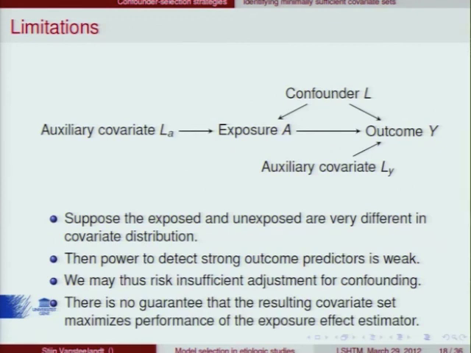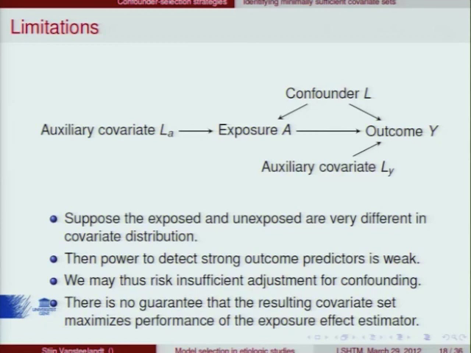But basically, one concern that I have about all of the previous procedures is that they try to figure out what the confounders are that we want to control for, what the covariates are that we want to control for. We use hypothesis testing in one way or another. But what I feel a bit uncomfortable with is that, at the end of the day, it's very difficult to understand if the covariate set that you end up with is somehow going to maximize the performance of the exposure effect estimator.